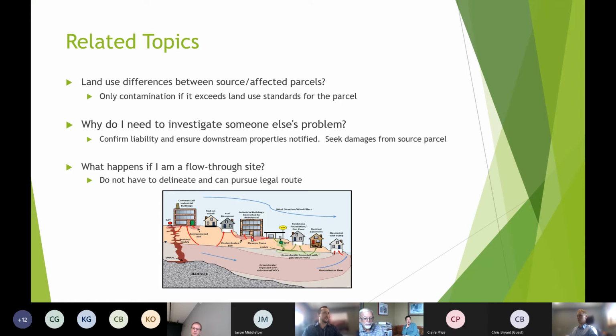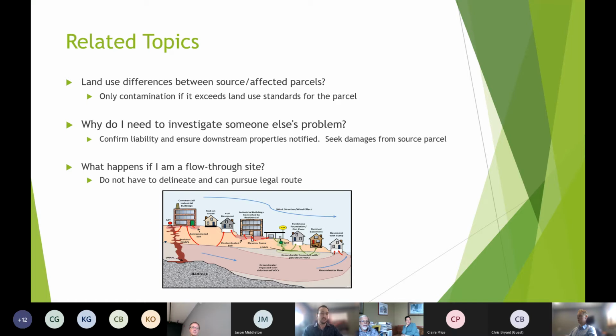So some other related topics here. I just wanted to discuss a little bit about land use differences between source and affected parcels, because this can be a little bit counterintuitive for some people. So for example, if you had an industrial property where the contaminant levels are acceptable for the industrial land use, but they migrate offsite to a lower classification land use, for example, a residential or commercial property, and it exceeds that residential or commercial standard, although it's not considered contamination on your site, it would be considered contamination on their site.